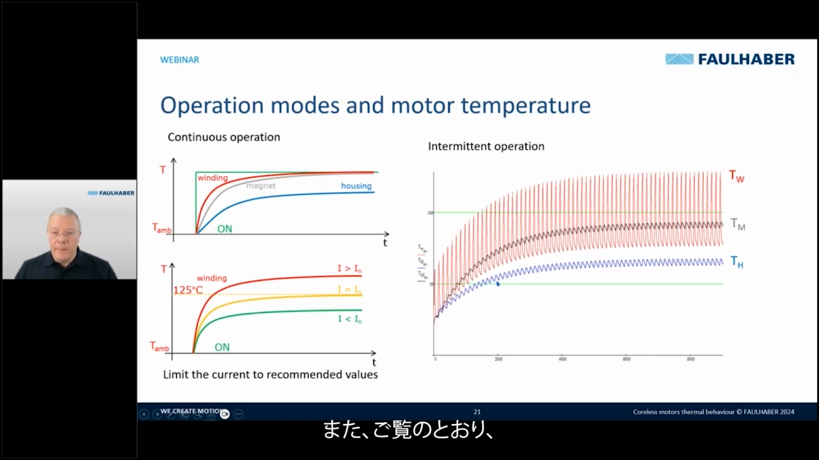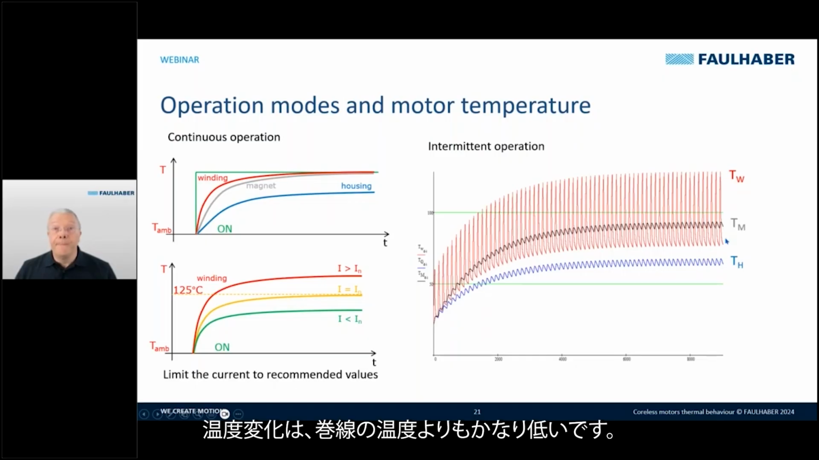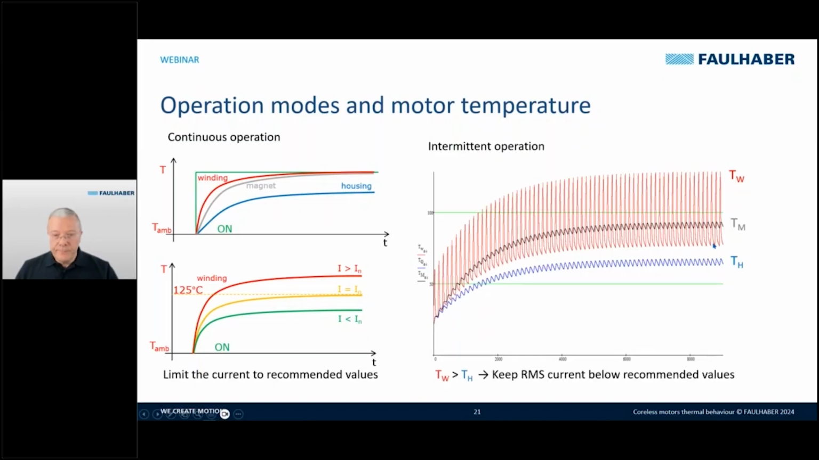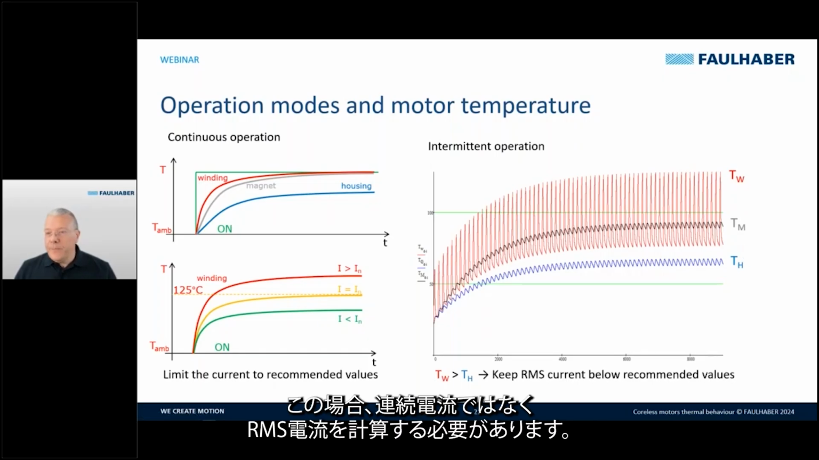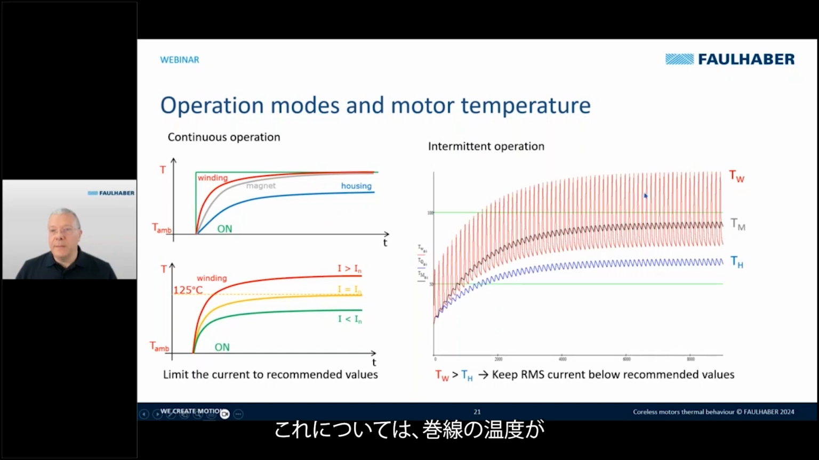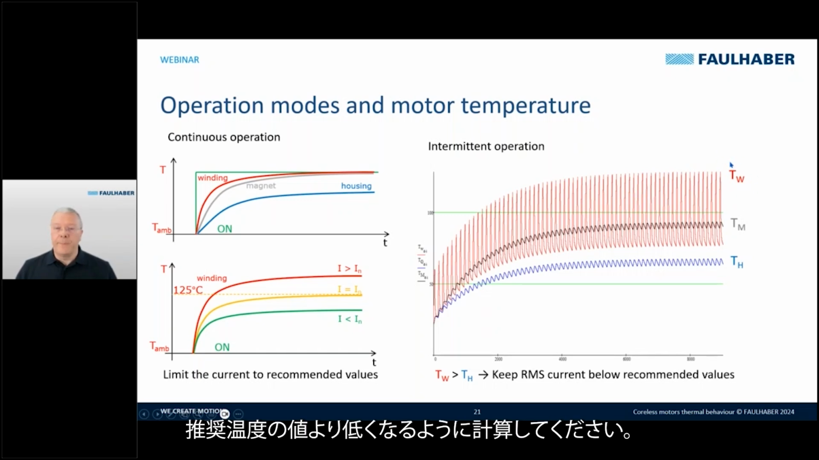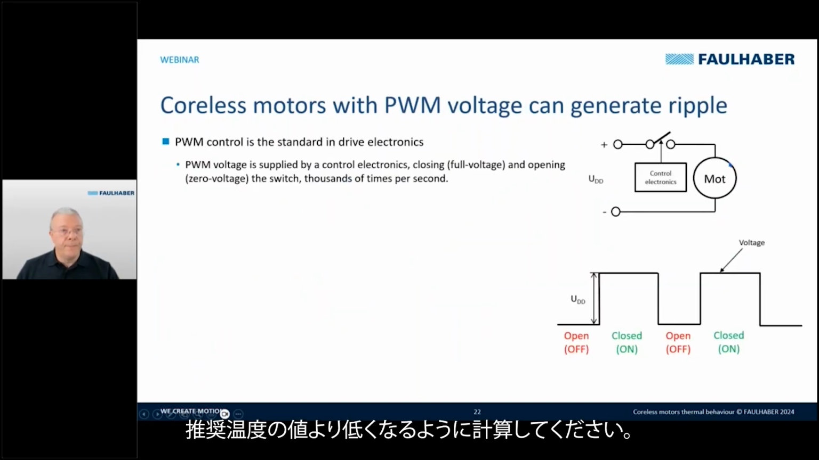And you can see the variation of temperature for the housing is much lower than the winding temperature. So in this case, the winding temperature is always over the housing temperature. And in this case, we have to calculate the RMS current instead of the continuous current and consider this to calculate the value of the winding temperature to be below the recommended temperature value.